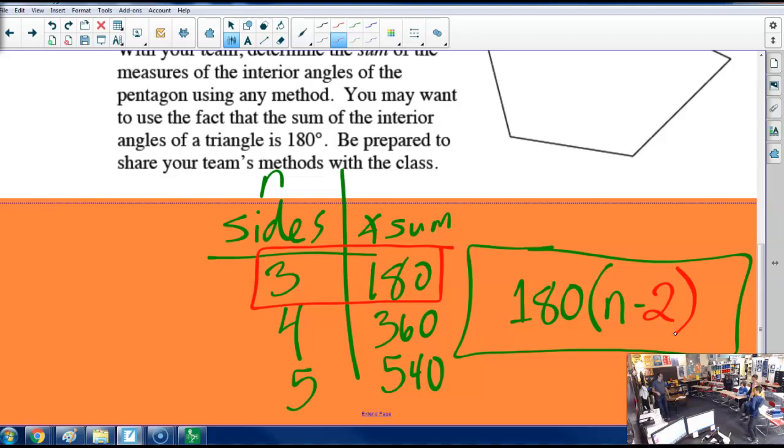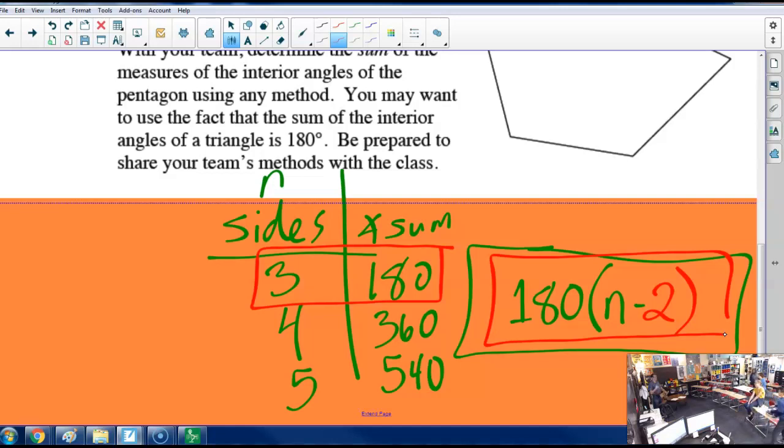So tomorrow, we'll probably do a quick check that we're comfortable with all this and try to do 8.2.1 and 8.2.2 in the same day. 8.2.1 is essentially getting to this point of any polygon. What makes a polygon, though? It's closed, with no curved lines, straight edges. Any polygon follows this rule.